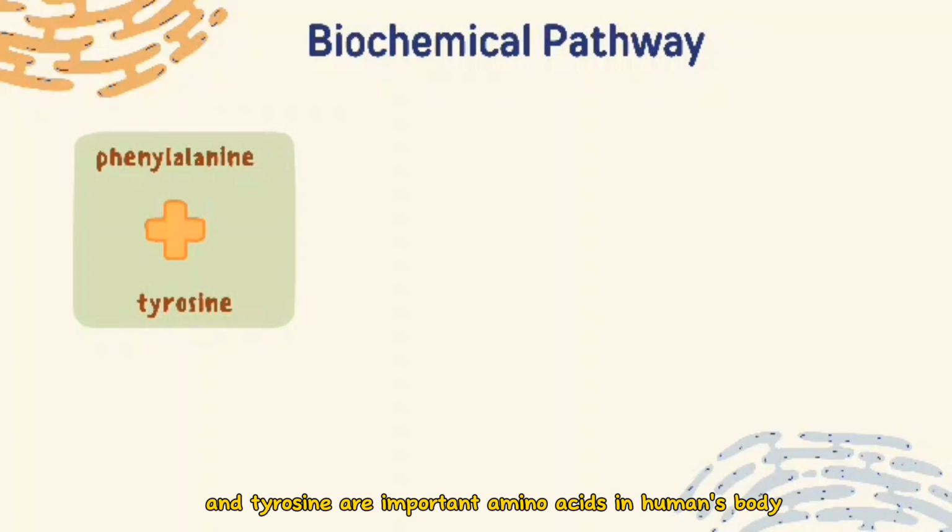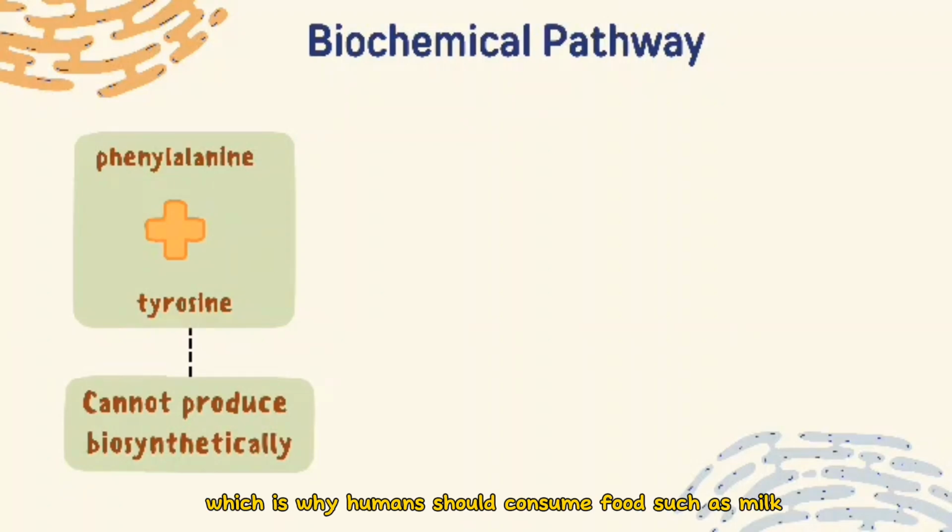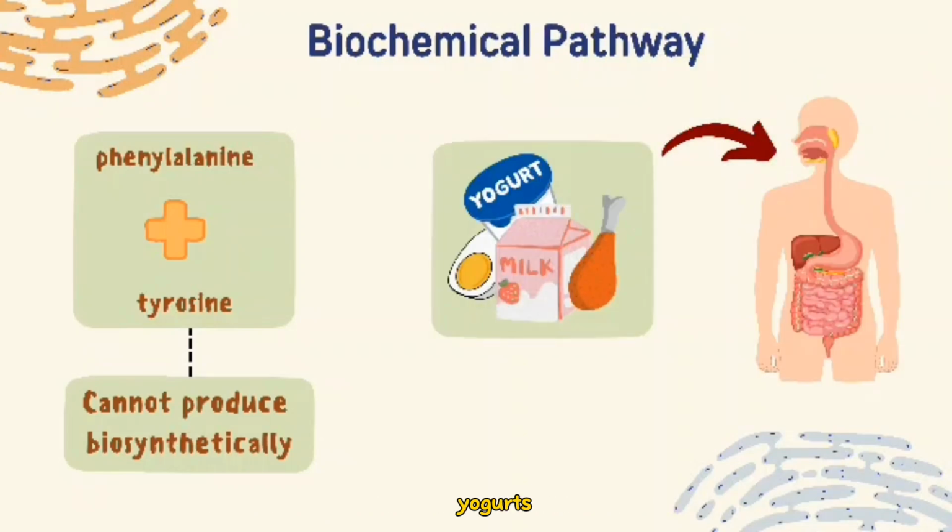are important amino acids in the human body, but they cannot be produced biosynthetically, which is why humans should consume food such as milk, cheese, chicken, yogurts, and etc. that has those amino acid nutrients.